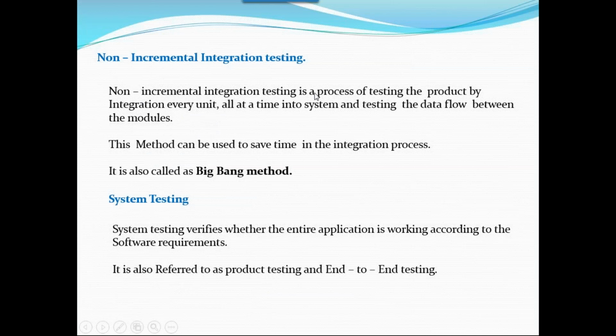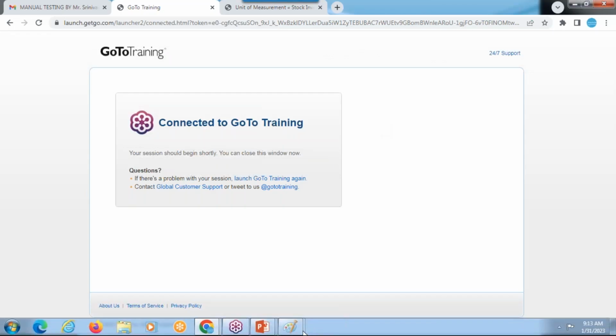Non-incremental integration testing is a process of testing the product by integrating every unit all at a time into the system, and testing the data flow between the modules. So now I'm adding what? All the modules at a time.